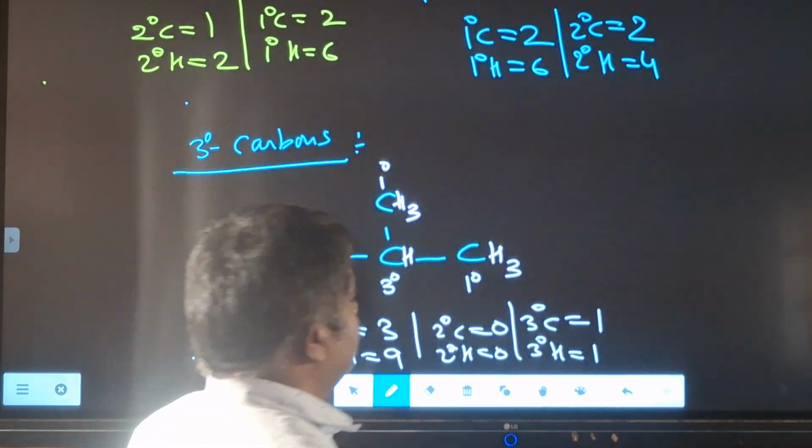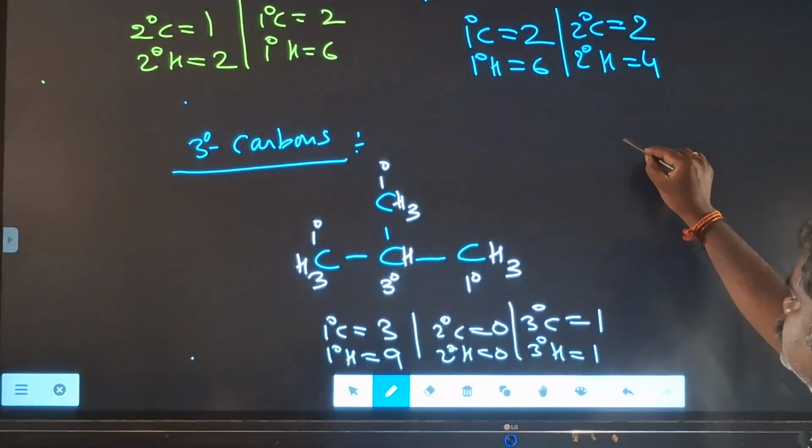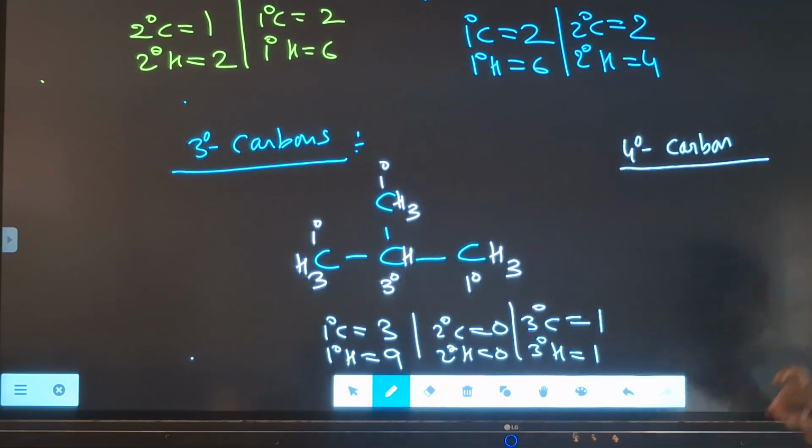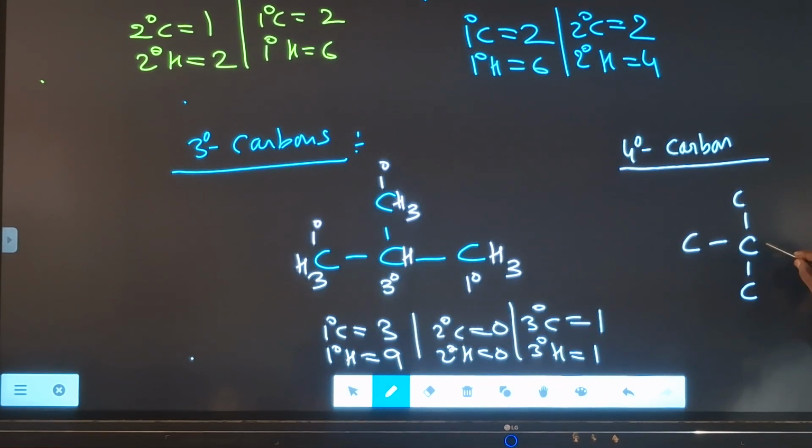Okay, now about quaternary carbon, 4 degree carbon. Quaternary carbon: if a carbon is directly attached with 4 carbons, it is known as quaternary carbon. The middle carbon is called quaternary carbon. Here, the valency of carbon is 4, hence no hydrogens are attached to the carbon. Hence, there are no quaternary hydrogens in organic compounds. Understood? There are no quaternary hydrogens.